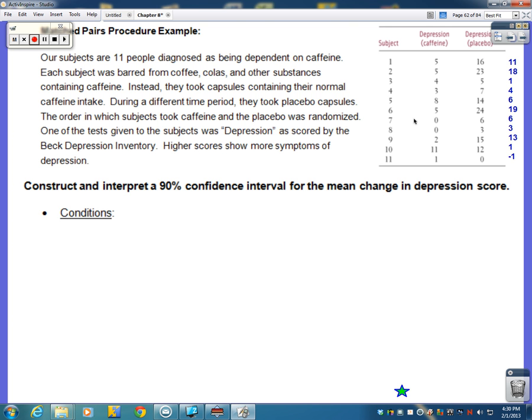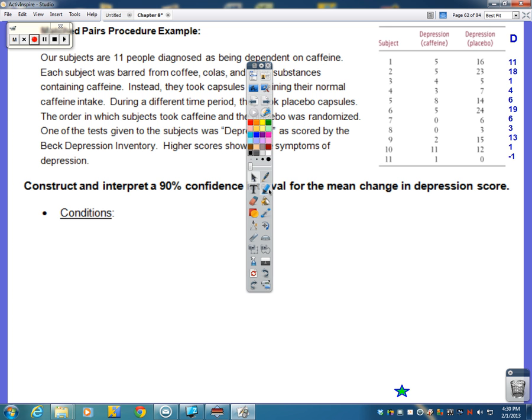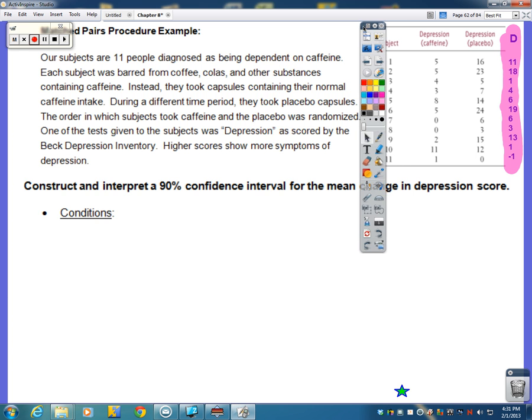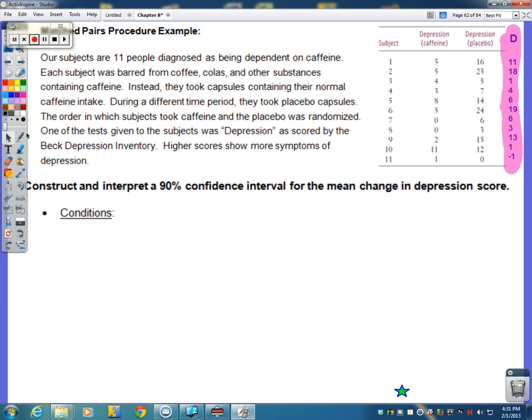These numbers here, my difference column, these are the numbers that I'm going to end up using just like I did in the last video. So my conditions, let's just move that right there, why don't we? All right, conditions. I still have my 3 conditions.